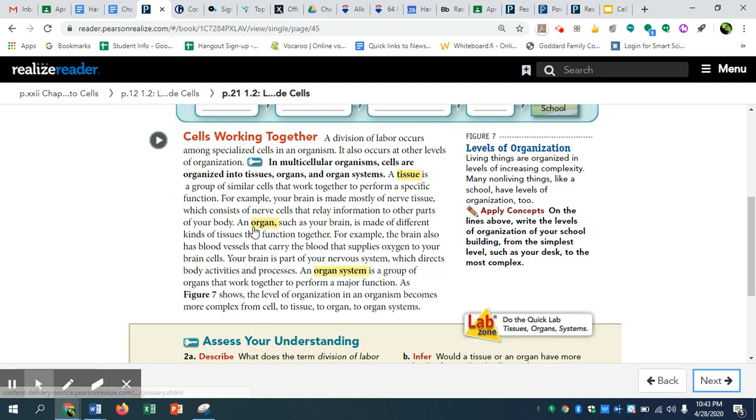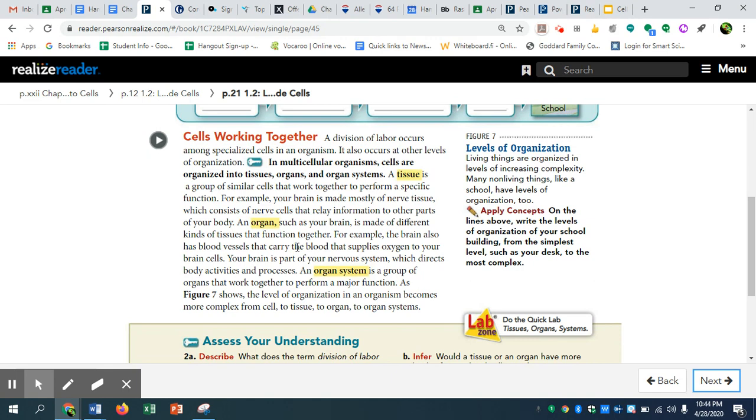Okay, the next one is organ. An organ, we're going to keep the same analogy, your brain is made of different kinds of tissues. So your brain is not just one kind of cell or one kind of tissue. It's a bunch of different things. And so that's what an organ is. Different kinds of tissues that come together to perform a specific function. And that would be for your brain. You could think of it as your lungs. Lungs are made up of certain kinds of tissue, which are made up of similar kinds of cells.